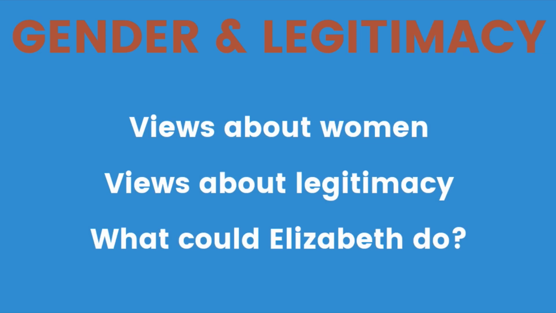Some people, particularly Catholics, questioned Elizabeth's claim to the throne. Her father Henry VIII had authorised his own divorce without permission from the Catholic Church, and he'd done that in order to marry Elizabeth's mother.